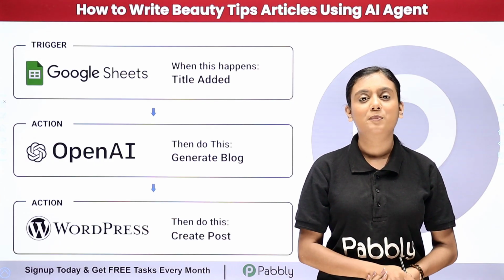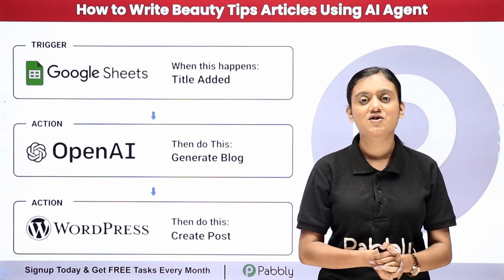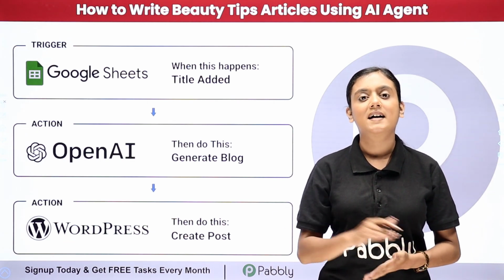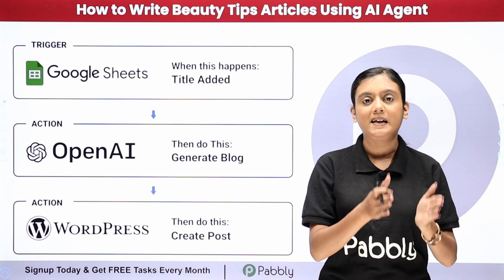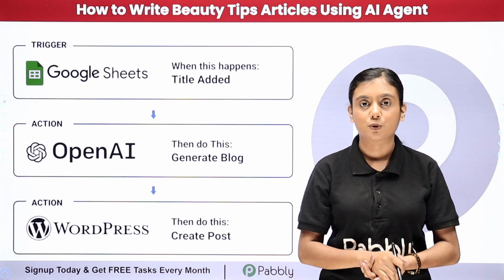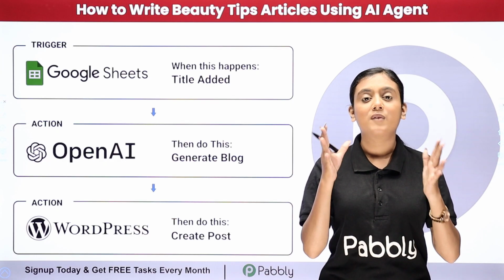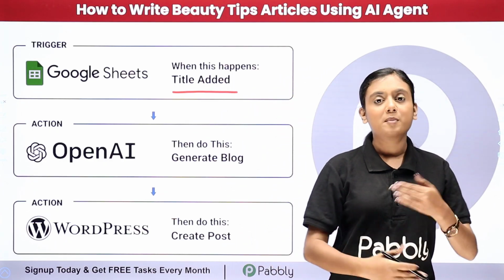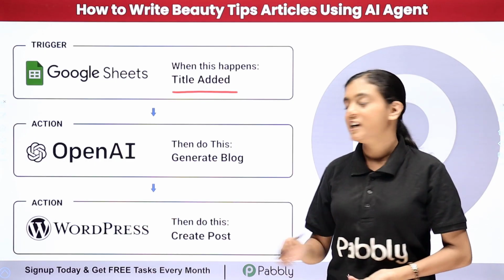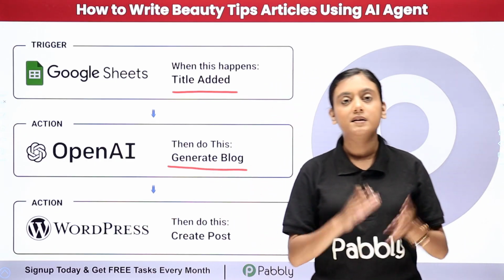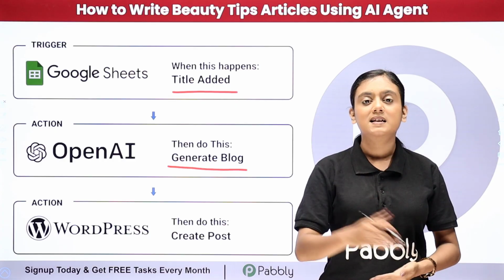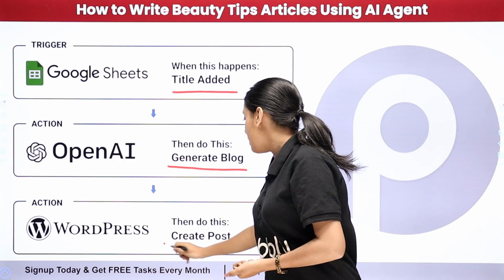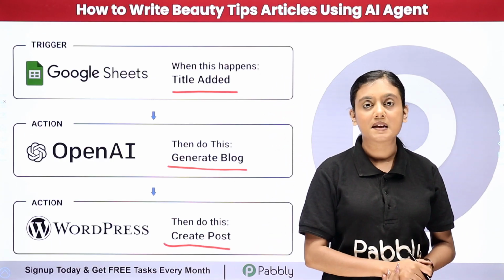So to solve this problem, I have created this amazing AI agent using Pabbly Connect. I keep the record of my article ideas in my Google Sheets, like the topic, keywords, target audience and the tone. Now whenever I add all the details in my Google Sheets, automatically using all the details, an AI agent is going to generate the blog, the article. And as the article is generated, automatically that article is going to be created as a draft, as a post in my WordPress account.